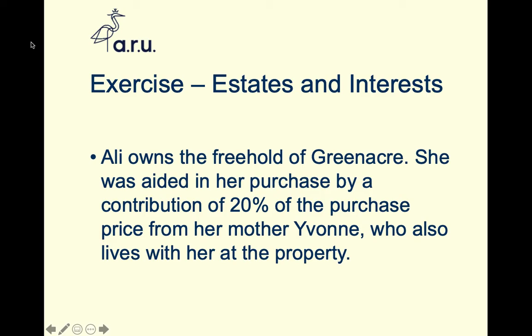So we have Ali as the freeholder of Greenacre. So we have Greenacre as a plot of land. The purchase of Greenacre, so the conveyance, occurred because her mother, Yvonne, paid in 20% of the purchase price, and Yvonne also is a cohabitee, so Yvonne lives there too.